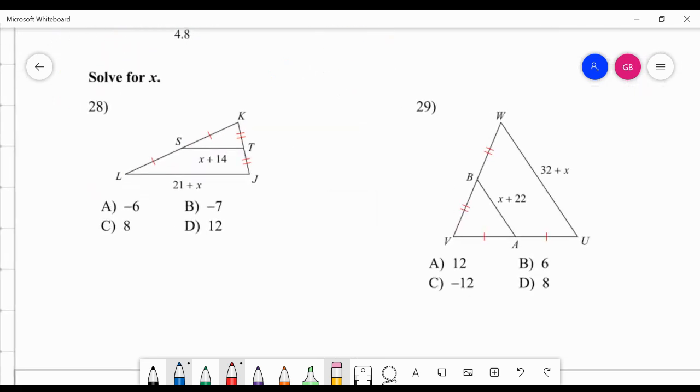28, solve for X. Okay, we could see here that T is a midpoint and S is a midpoint. So that means that ST is a mid-segment. So since ST is a mid-segment, 2 times X plus 14 is equal to 21 plus X. So 2X plus 28 is 21 plus X. Subtract X on both sides. And then subtract 28 from both sides. So X is negative 7.